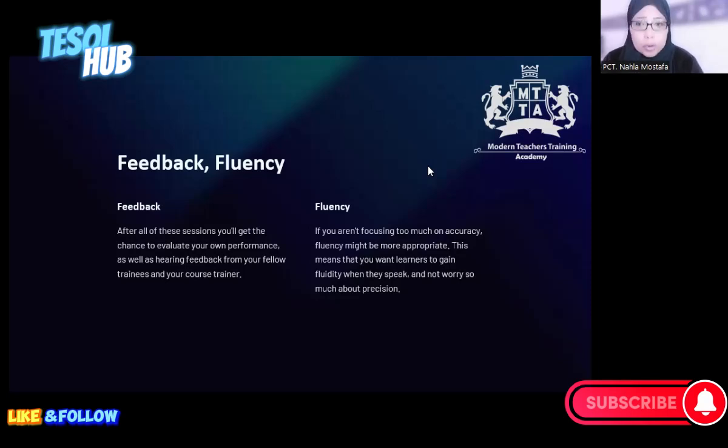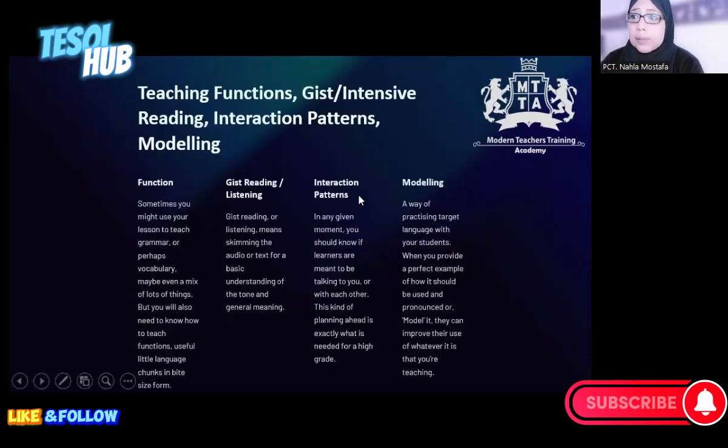Fluency. Of course, we need it, and it depends very much on accuracy. When you're accurate using the lesson, you will get the fluency. So the fluency comes with all the language skills. Teaching functions like gist, intensive reading, interaction patterns, and modeling. We'll be going through all of these.